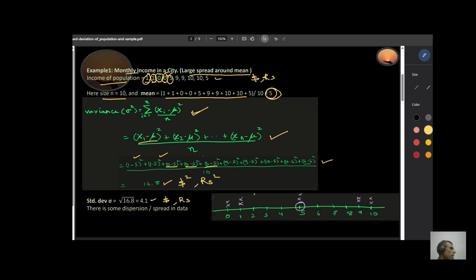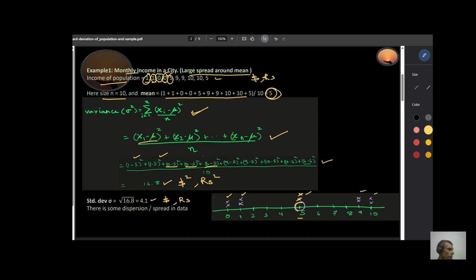Now, let's try to see what this data looks like. Let's plot this data on a number line. I have 1, 1, 0, 0, 5, 9, 9. So basically, I plotted these points over here. Each x over here represents one data point. You can see two values over here, two values over here, and two values over here, and two values over here.